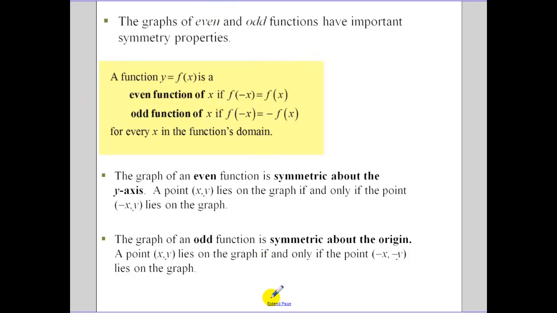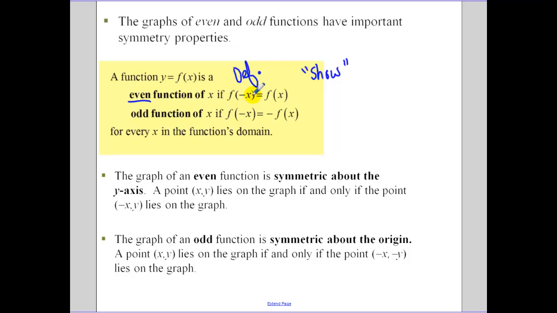Okay, even and odd functions. Please make sure you write this down. Even and odd functions have important symmetry properties. This right here in this yellow box is the definition. That's how you're going to show me that a function is even or odd. It's even if this property is true.